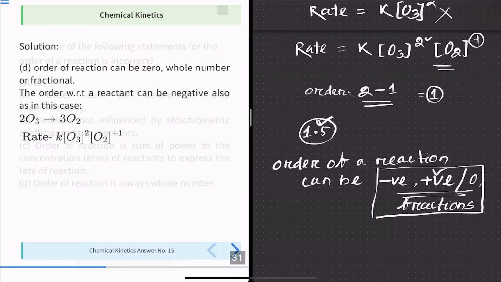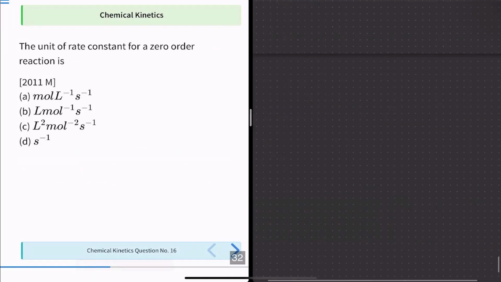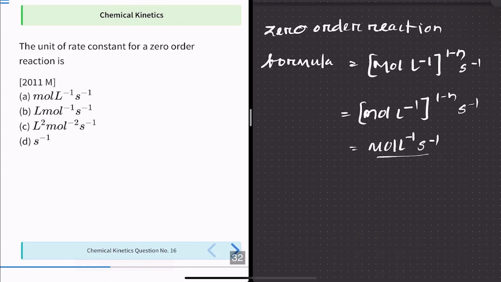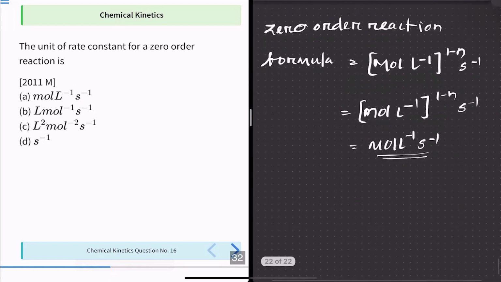So let's move on to question number 16. For a zero order reaction, put n equal to 0. It would be mole per liter to the power 1 minus n, that is minus 1, so mole per liter per second. This is the unit of the rate constant for a zero order reaction. So option A is correct.